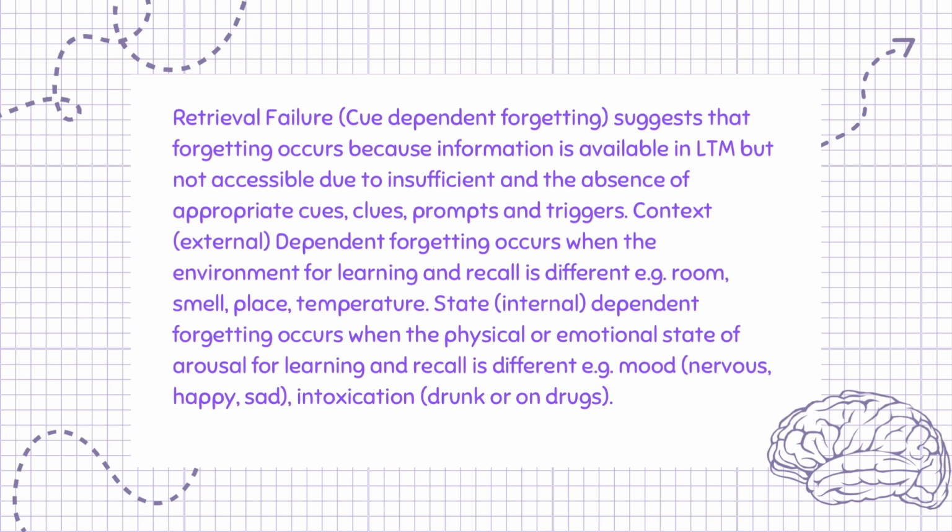Retrieval failure, cue-dependent forgetting, suggests that forgetting occurs because information is available in LTM but not accessible due to the absence of appropriate cues, clues, prompts and triggers. Context, external, dependent forgetting occurs when the environment for learning and recall is different, e.g. room, smell, place, temperature. State, internal, dependent forgetting occurs when the physical or emotional state of arousal for learning and recall is different, e.g. mood, nervous, happy, sad, intoxication, drunk or on drugs.